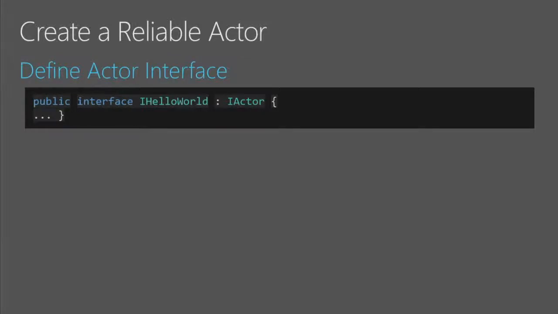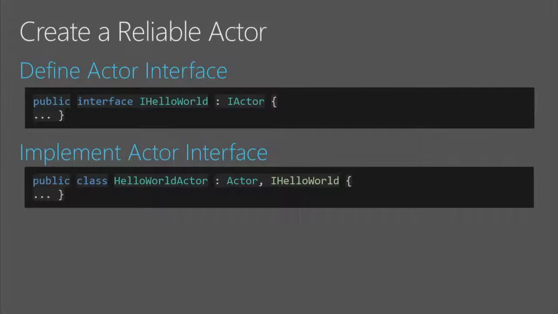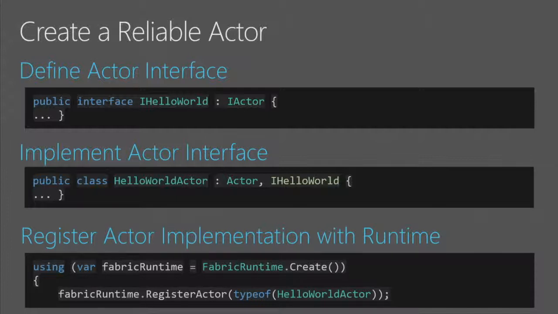So in order to create a reliable actor, you start by defining an interface. This is your well-defined communication interface. This is how you are going to communicate to that actor, right? So you start with an actor interface deriving from IActor. You implement that actor interface, and then you register your implementation with Service Fabric. This way, Service Fabric knows how to activate this actor when it is needed, how to fail over it when it is needed, and so on and so forth, right? So pretty simple.